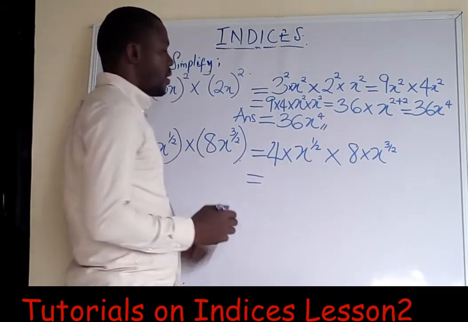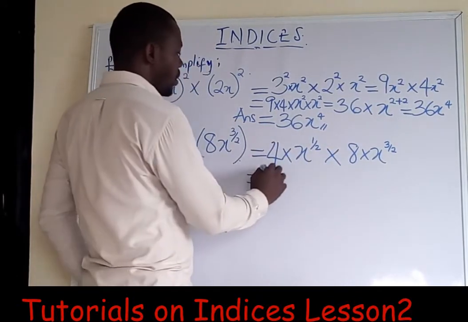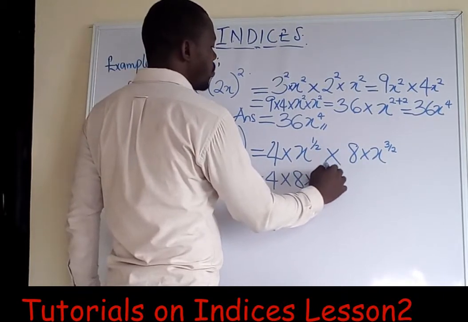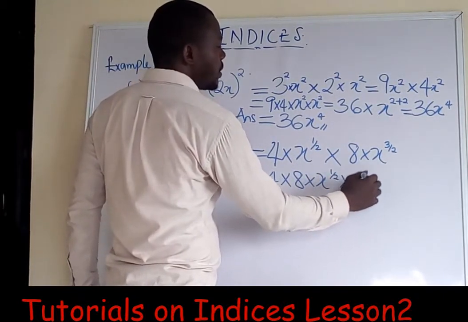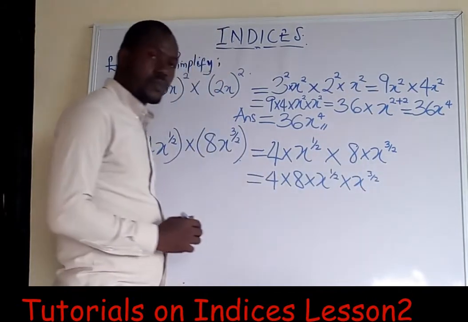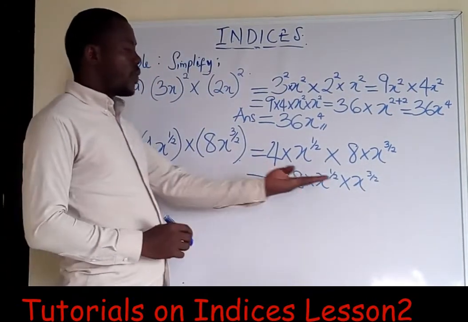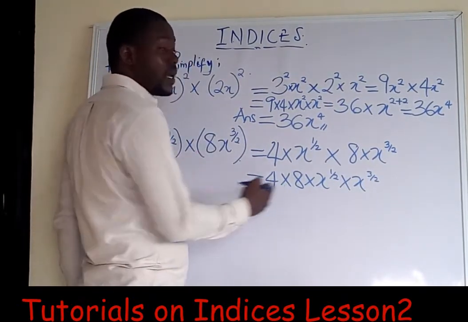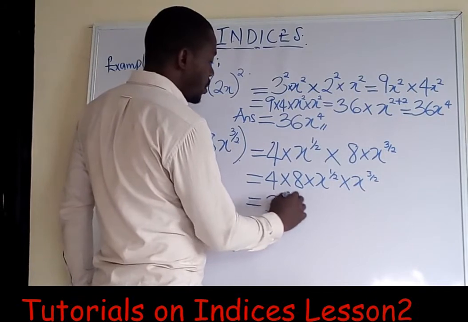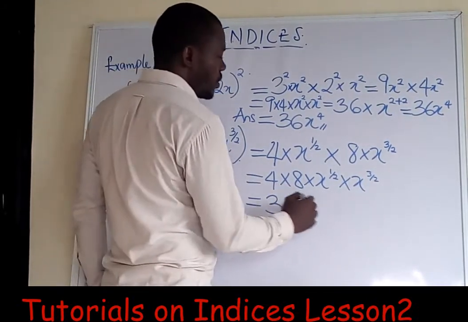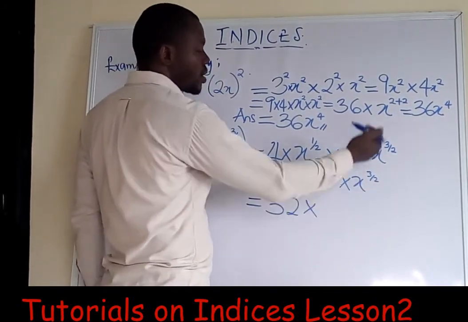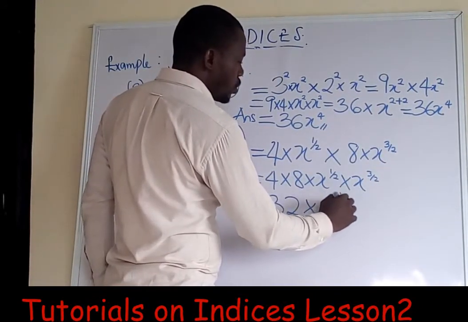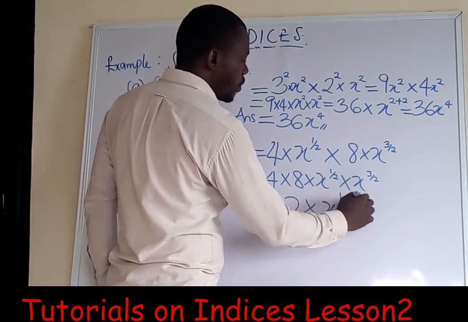So what do we have here? Let us take number and number together. That is 4 multiplied by 8 multiplied by x raised to the power 1 over 2 multiplied by x raised to the power 3 over 2. So you can see what we have there now. Just try to collect like terms. 4 multiplied by 8 is 32 times x. Since we have the same base number, I just add the powers. So we have x to the power 1 over 2 plus 3 over 2.